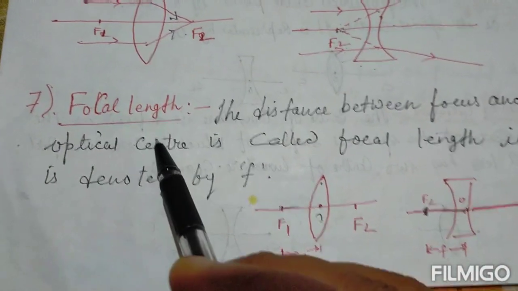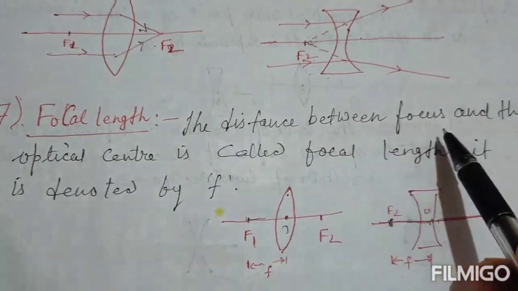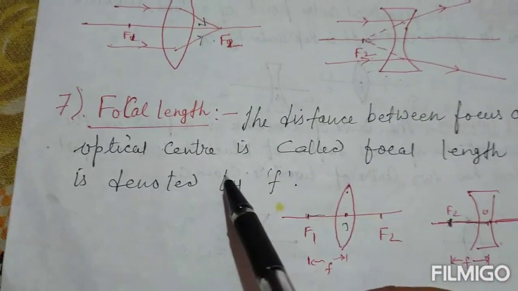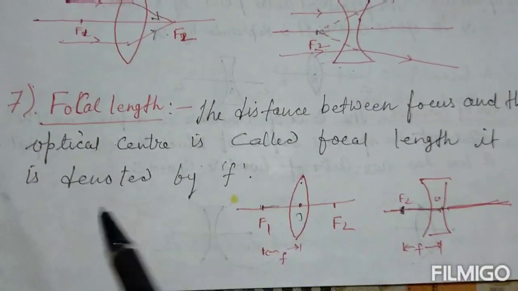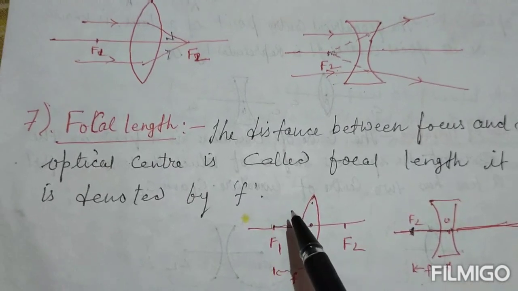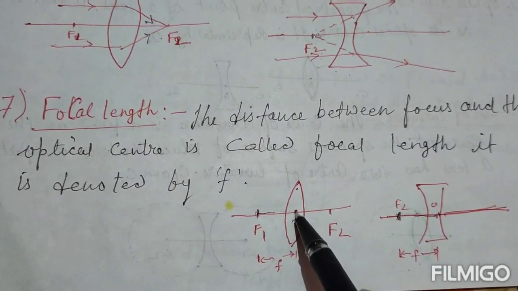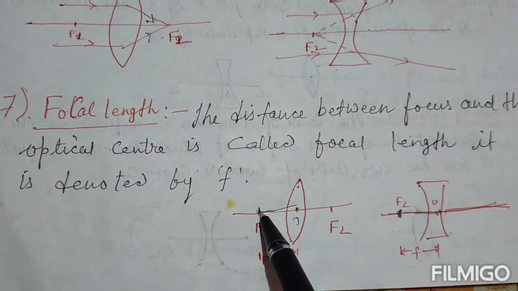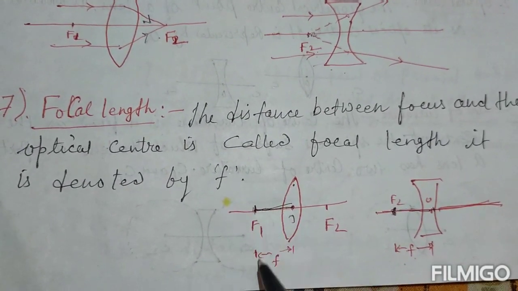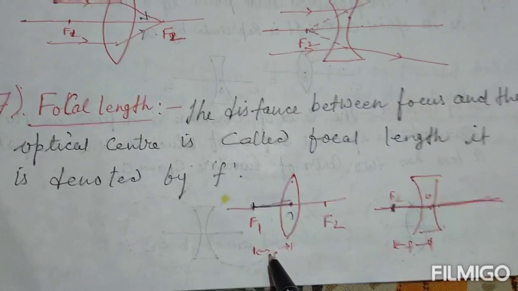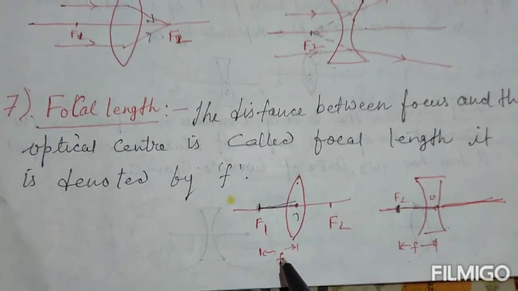Now focal length. The distance between the focus and the optical center is called focal length. It is denoted by small f. This is the focus and this is the optical center. So this distance will be called focal length. I have marked that this is called focal length, denoted by small f.